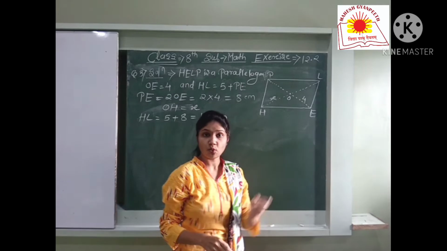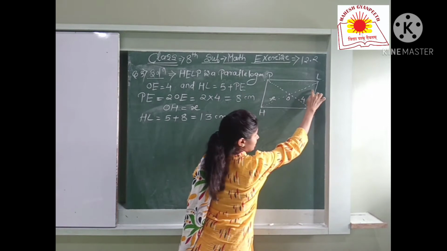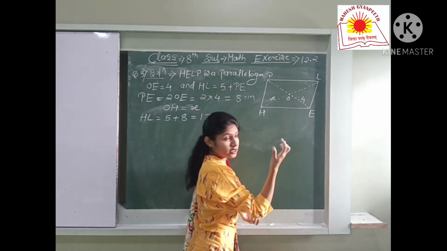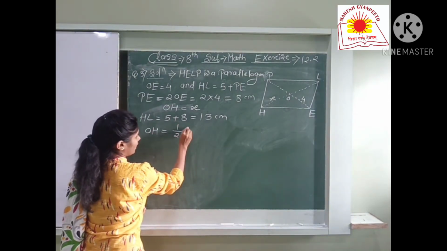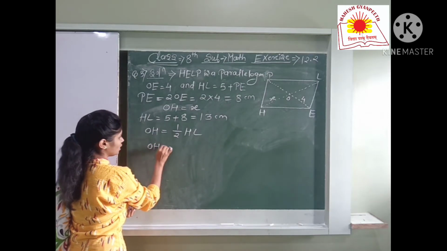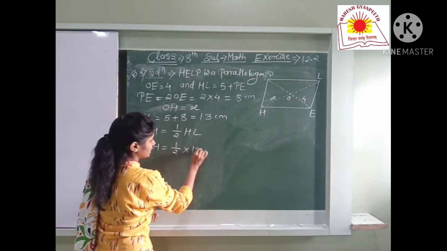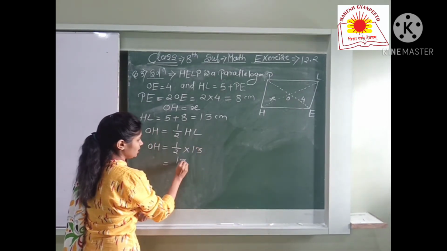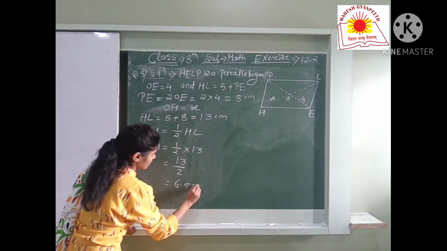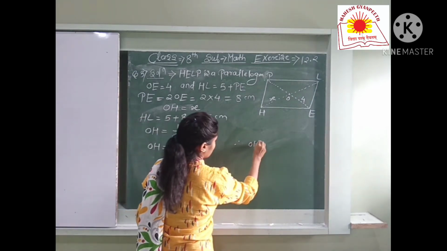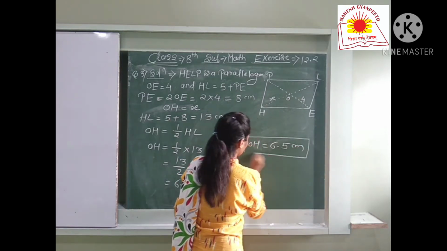Now how do we find OH? OH is half of HL. Yes or no? This HL is the OH part, half of the HL. So OH is equal to half of HL. So OH is equal to 1 by 2 multiplied by HL. What is the value of HL? You know that the value of HL is 13. So 13 upon 2 is equal to what? 13 divided by 2 is 6.5 centimeter. So therefore OH is equal to 6.5 centimeter. This is the answer.